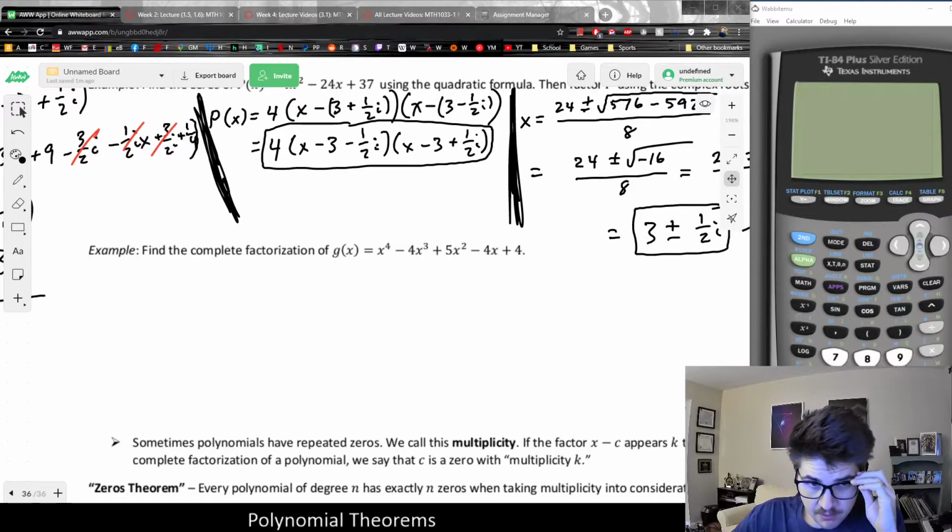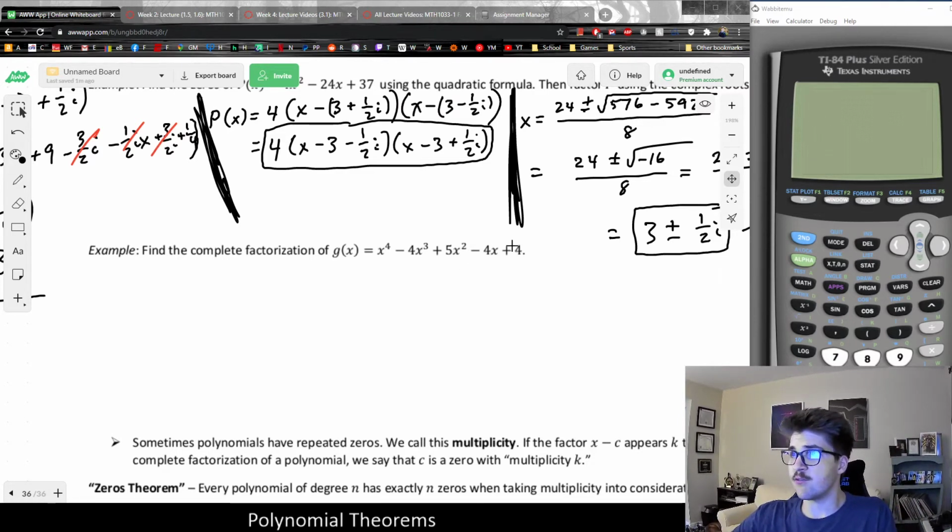Let's do another example of finding the complete factorization of a polynomial. And if you're wondering where to begin, I'd suggest starting exactly where we started in class this week, which is start by looking at your calculator and trying to find the real zeros. You can always start with the rational zeros theorem as well.